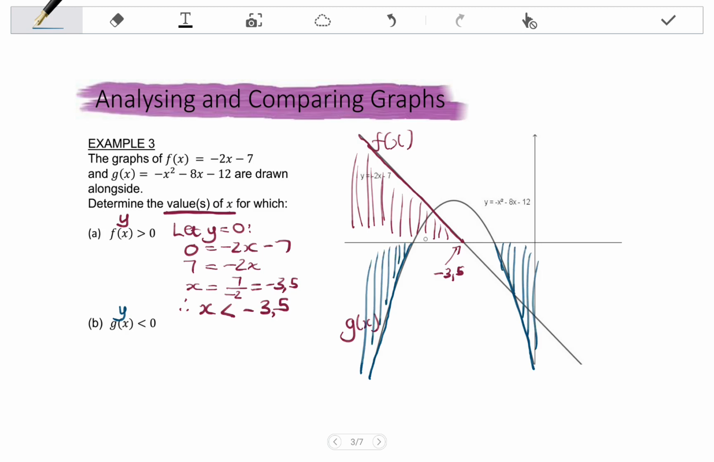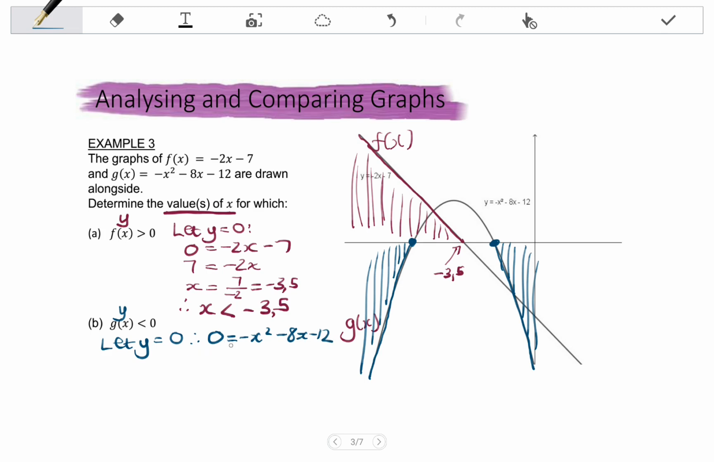Okay, so two parts of the graph, but again I need the x coordinates here, which I don't have, so I need to calculate them. But their significance is that they are the x-intercepts of g of x. So to find them, I let y equal 0. That gives me an equation: 0 equals negative x squared minus 8x minus 12.